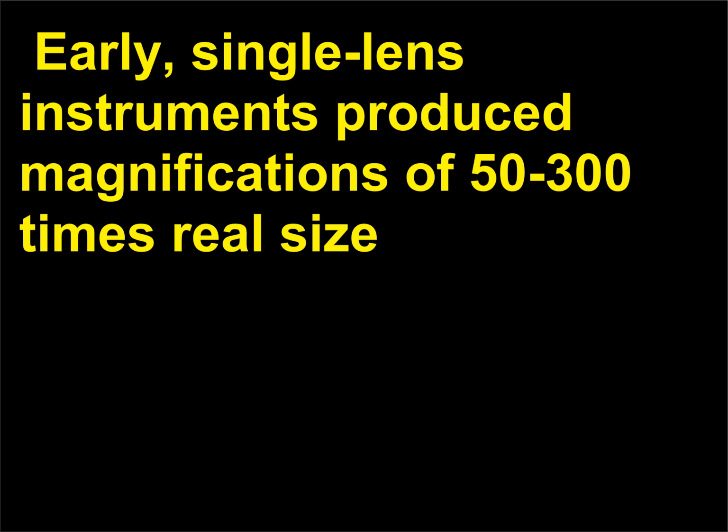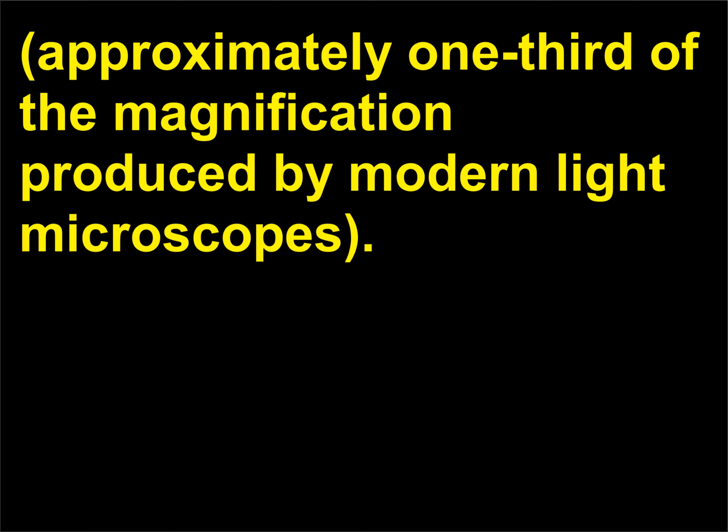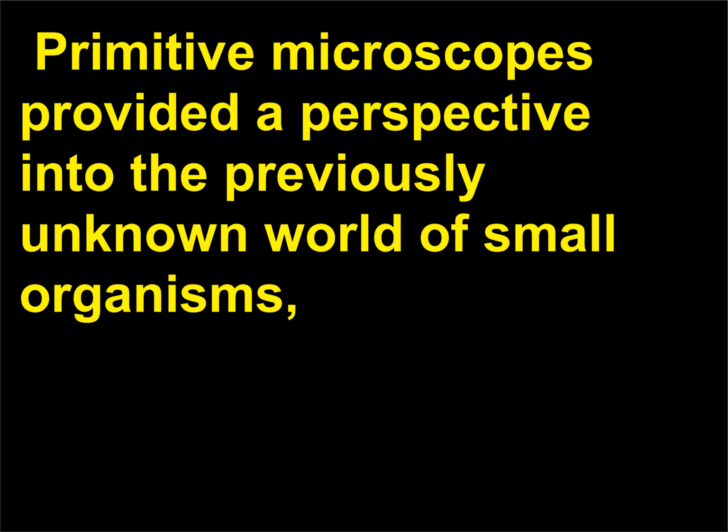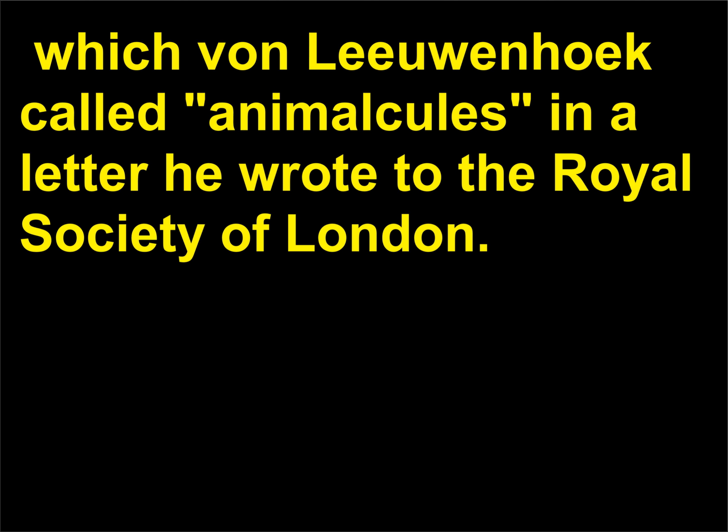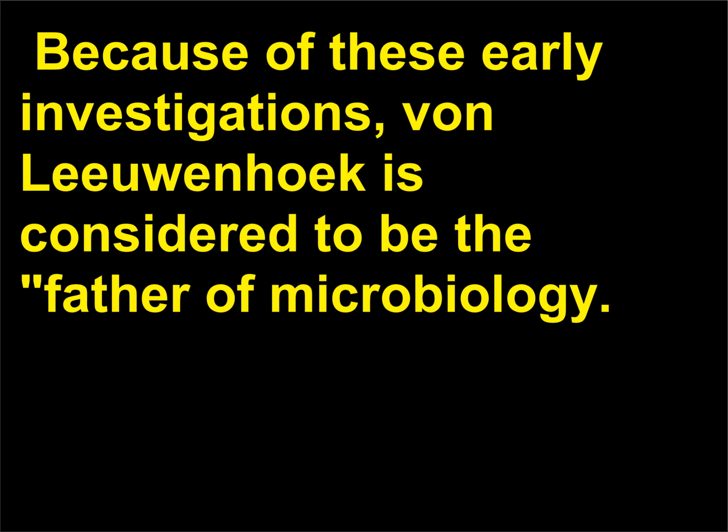Early, single-lens instruments produced magnifications of 50 to 300 times real size, approximately one-third of the magnification produced by modern light microscopes. Primitive microscopes provided a perspective into the previously unknown world of small organisms, which von Leeuwenhoek called animalcules in a letter he wrote to the Royal Society of London. Because of these early investigations, von Leeuwenhoek is considered to be the father of microbiology.